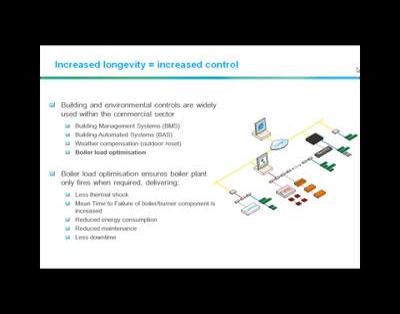Boiler load optimization, so boiler plant only fires when required, delivering less thermal shock. Mean time to failure of boiler components is increased. Clearly, if a boiler plant and its components, whether it's the burner components, aren't operating 6-7 times an hour, and it's only once an hour, it's putting less stress on all those components. Reducing energy consumption is part and parcel of that, as is reducing maintenance costs and less downtime.